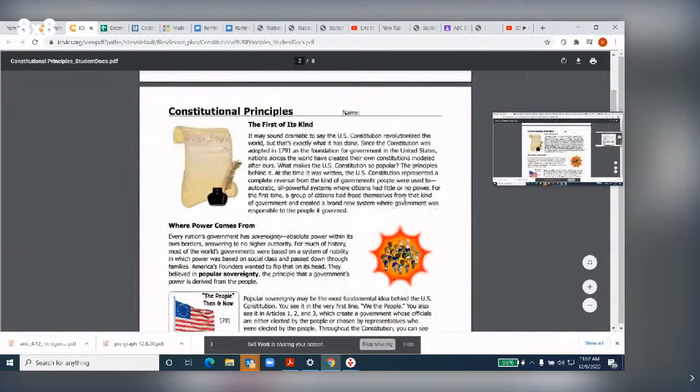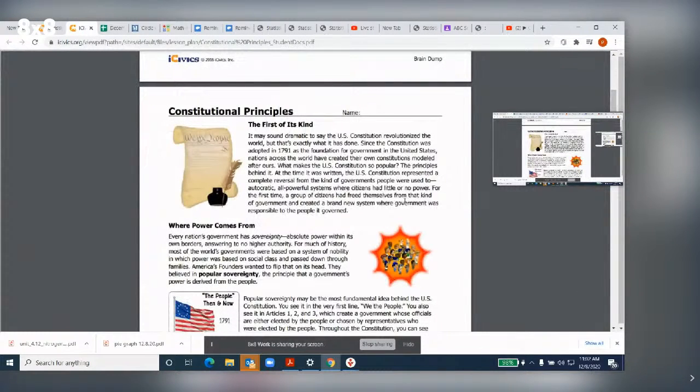So I want to just read some of this. It may sound dramatic to say the U.S. Constitution revolutionized the world, but exactly what has it done? Since the Constitution was adopted in 1791 as the foundation for government of the United States, nations across the world have created their own constitutions modeled after ours. What makes the U.S. Constitution so popular? The principles behind it. At the time it was written, the U.S. Constitution represented a complete reverse from the kind of governments people were used to. Autocratic, all-powerful systems where citizens had little or no power. That'd be like a king or queen was in charge, and the people really didn't have any power. In the United States, for the first time, a group of citizens had freed themselves from that kind of government and created a brand new system where government was responsible for the people it governed.